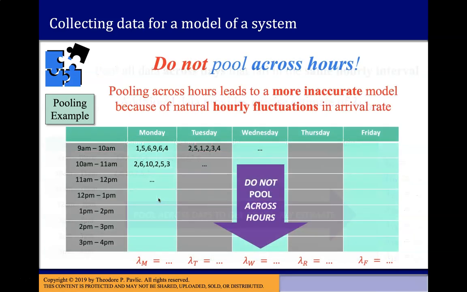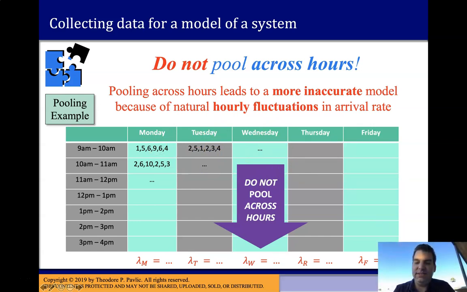Now I do not want to pool across hours. I don't want a Monday encounter rate and a Tuesday encounter rate and a Wednesday encounter rate and so on, because it is unlikely that the encounter rates are going to be relatively constant across all hours of Monday. And it also seems strange that I would need a different encounter rate for Tuesday than Monday because they're both weekdays.